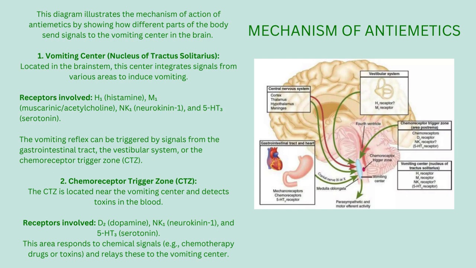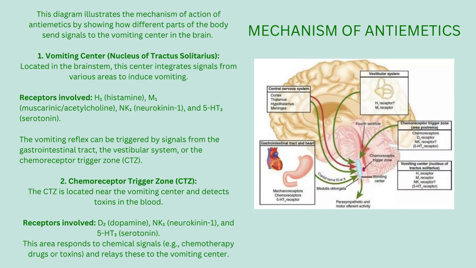This diagram illustrates the mechanism of action of antiemetics. 1. Vomiting center located in the brainstem. This center integrates signals from various areas to induce vomiting. Receptors involved: H1, M1, NK1 (neurokinin 1), and 5-HT3. The vomiting reflex can be triggered by signals from the gastrointestinal tract, the vestibular system, or the chemoreceptor trigger zone, CTZ.